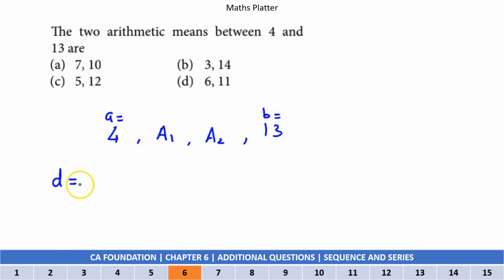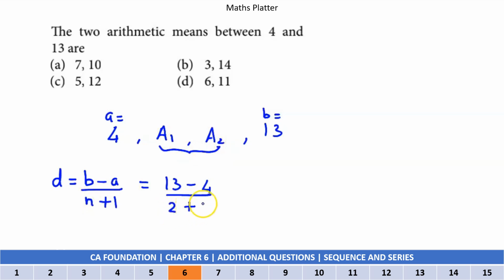Now we can find the common difference using the formula (b minus a) upon (n plus 1). Here b is 13, a is 4, and n is the number of means to be inserted. Here we need two means, so the value of n will be 2, plus 1. So this becomes 9 upon 3, which is equal to 3. So we have obtained the common difference, 3.